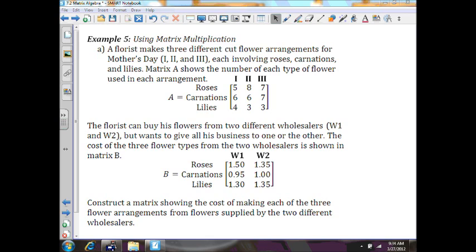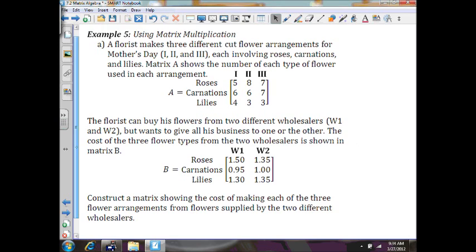So in arrangement 1, you're using 5 roses, 6 carnations, 4 lilies. In arrangement 2, using 8 roses, 6 carnations, 3 lilies. In arrangement 3, using 7 roses, 7 carnations, and 3 lilies. Now the florist can buy his flowers from 2 different wholesalers, number 1 and 2. But wants to give all his business to one or the other. He doesn't want to split it down the middle. The cost of the 3 flower types from the 2 wholesalers is shown in matrix B.